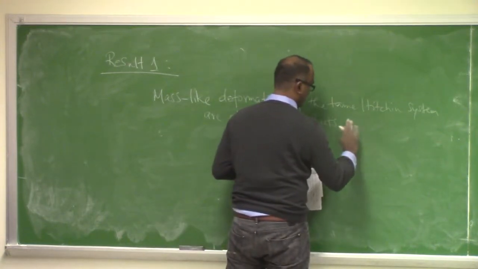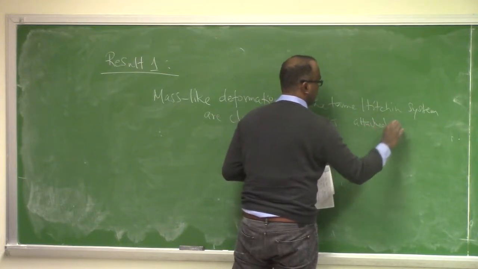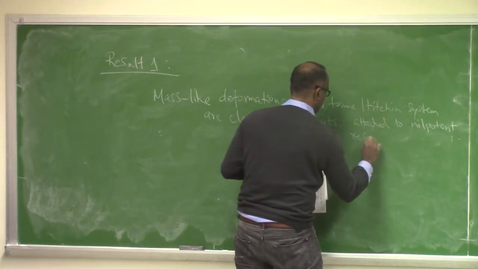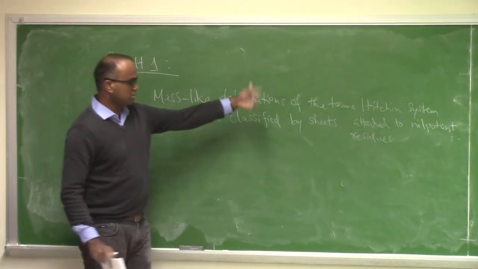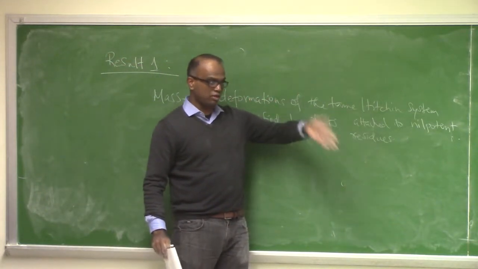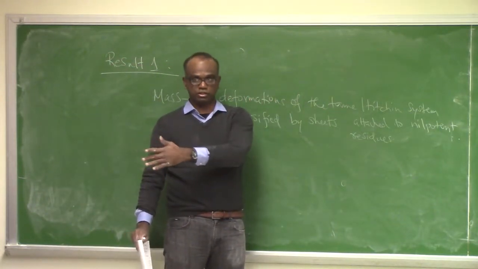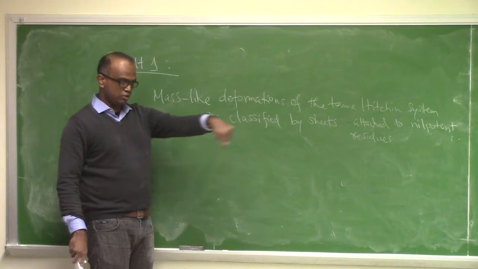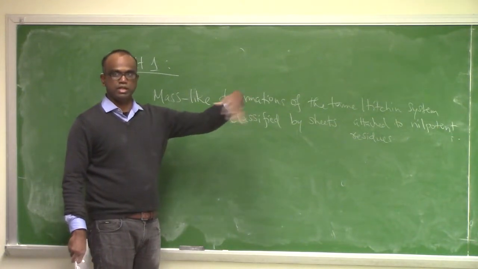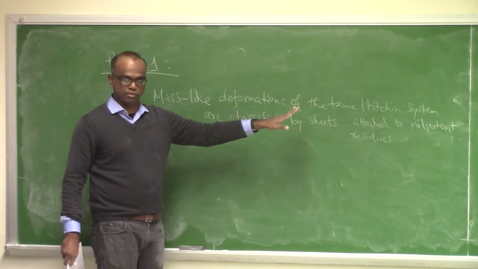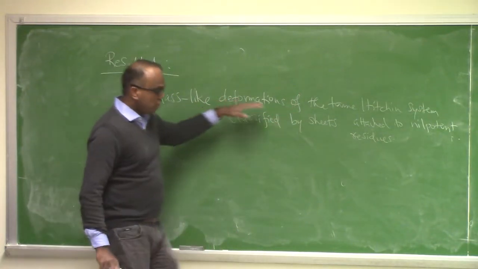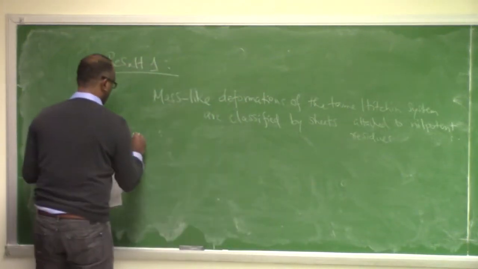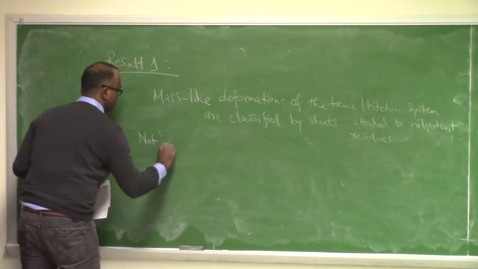by sheets attached to the nilpotent residues. So by a tame Hitchin system, I'm thinking of a tame Hitchin system in which all the residues are already fixed to be particular nilpotents. So if I want to classify all mass-like deformations of it, you just go to each of the punctures, look at the nilpotent orbits, look at all the sheets on which they lie. That's a classification of all your mass-like deformations. Now, this does not give you a mass deformation every time because I have not imposed the Kleber condition so far.